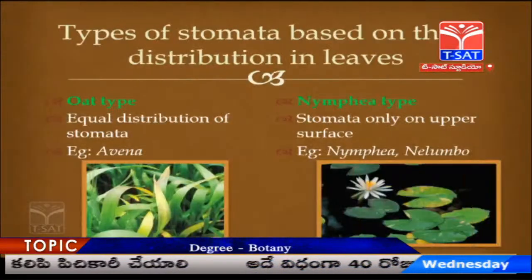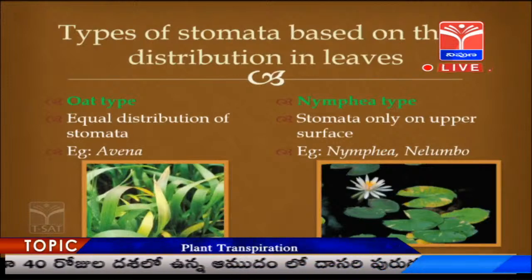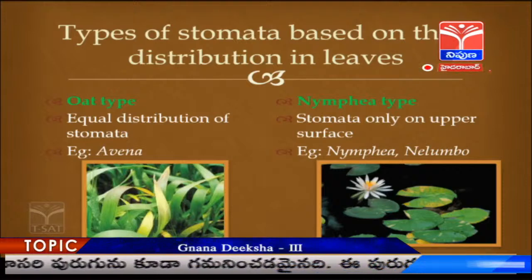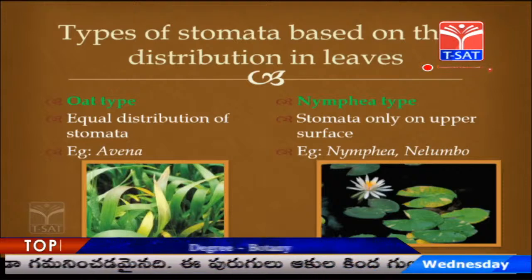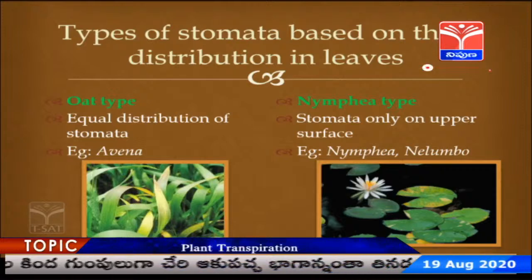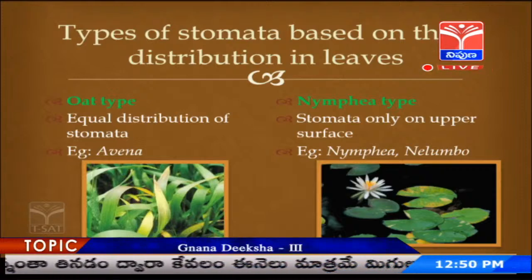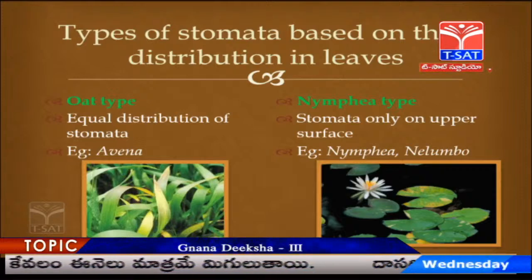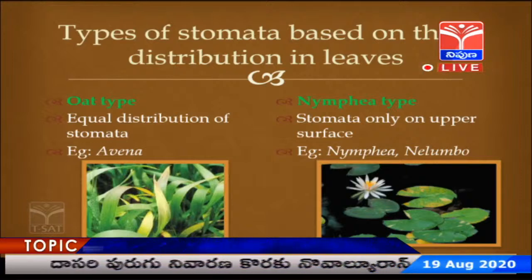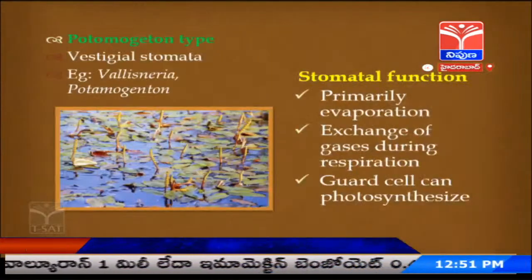Another type is the oat type. Here we find an equal distribution of stomata, so an equal number of stomata are found both on the upper epidermis as well as on the lower epidermis, an example being Avena itself. Whereas, in Nymphaea we find that the stomata are present only on the upper surface, not on the lower surface, because it being a hydrophyte, the lower part of the leaf is constantly in the water. The last type is the Potamogeton type.